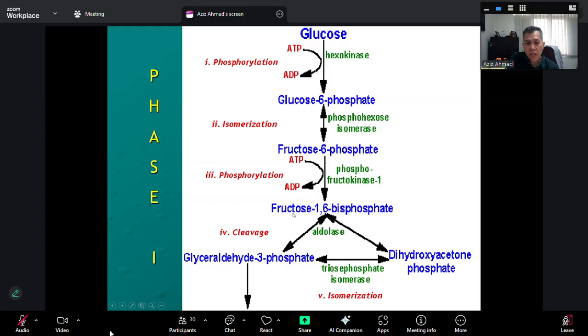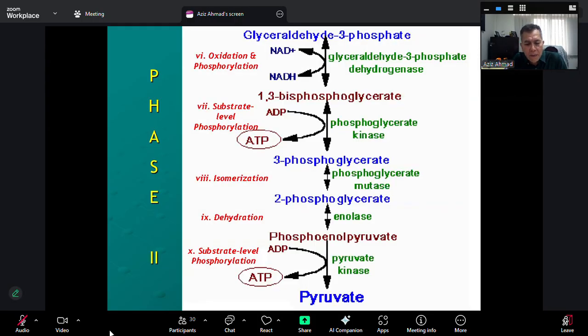Then fructose 1,6-bisphosphate will be cleaved into glyceraldehyde 3-phosphate and dihydroxyacetone phosphate. These two molecules can be isomerized based on the condition. Okay, this is very straightforward. Then from that, we try to finish until pyruvate today. Glyceraldehyde 3-phosphate will be converted into 1,3-bisphosphoglycerate. The enzyme, the catalyst here, is glyceraldehyde 3-phosphate dehydrogenase.